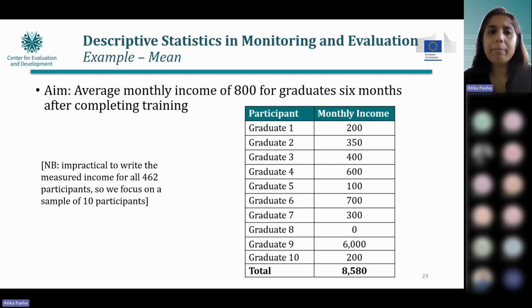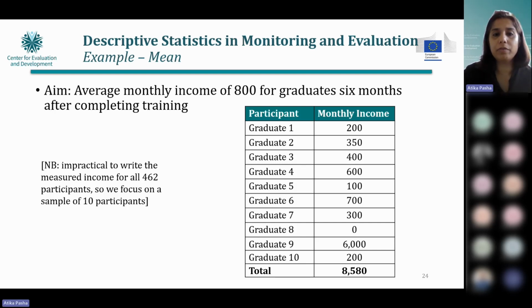And now coming back to income, which is our specific goal that we're still trying to measure, of 800 individuals. So now we've seen what the measures of central tendency are. We have the mean and the median that we're looking at. We have 462 participants, but let's say we just focus on a sample of 10 participants, randomly drawing 10 people from the sample, and we see that these are their incomes. So in 6 months, some are at 0, some are at 200, 700. These are the values that we see.